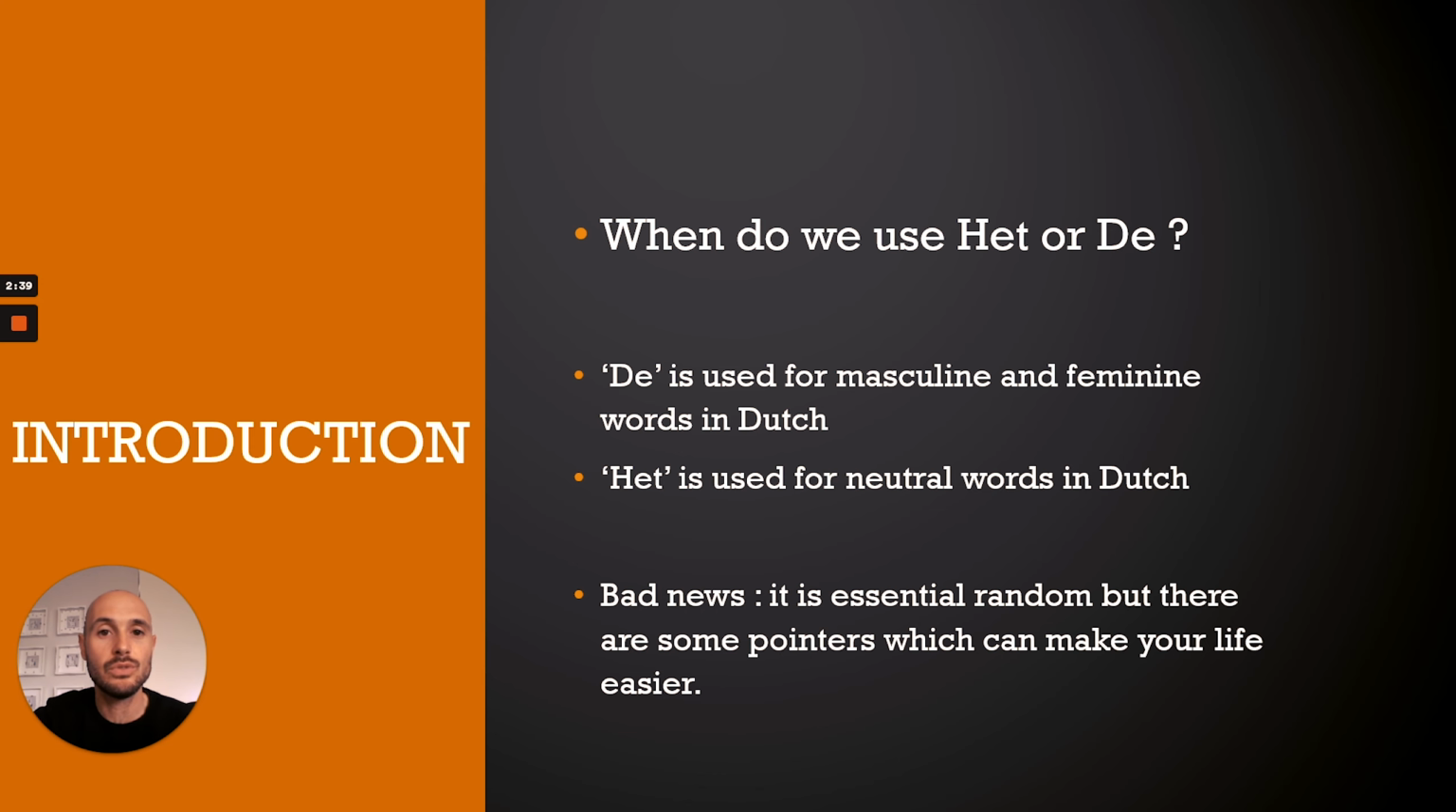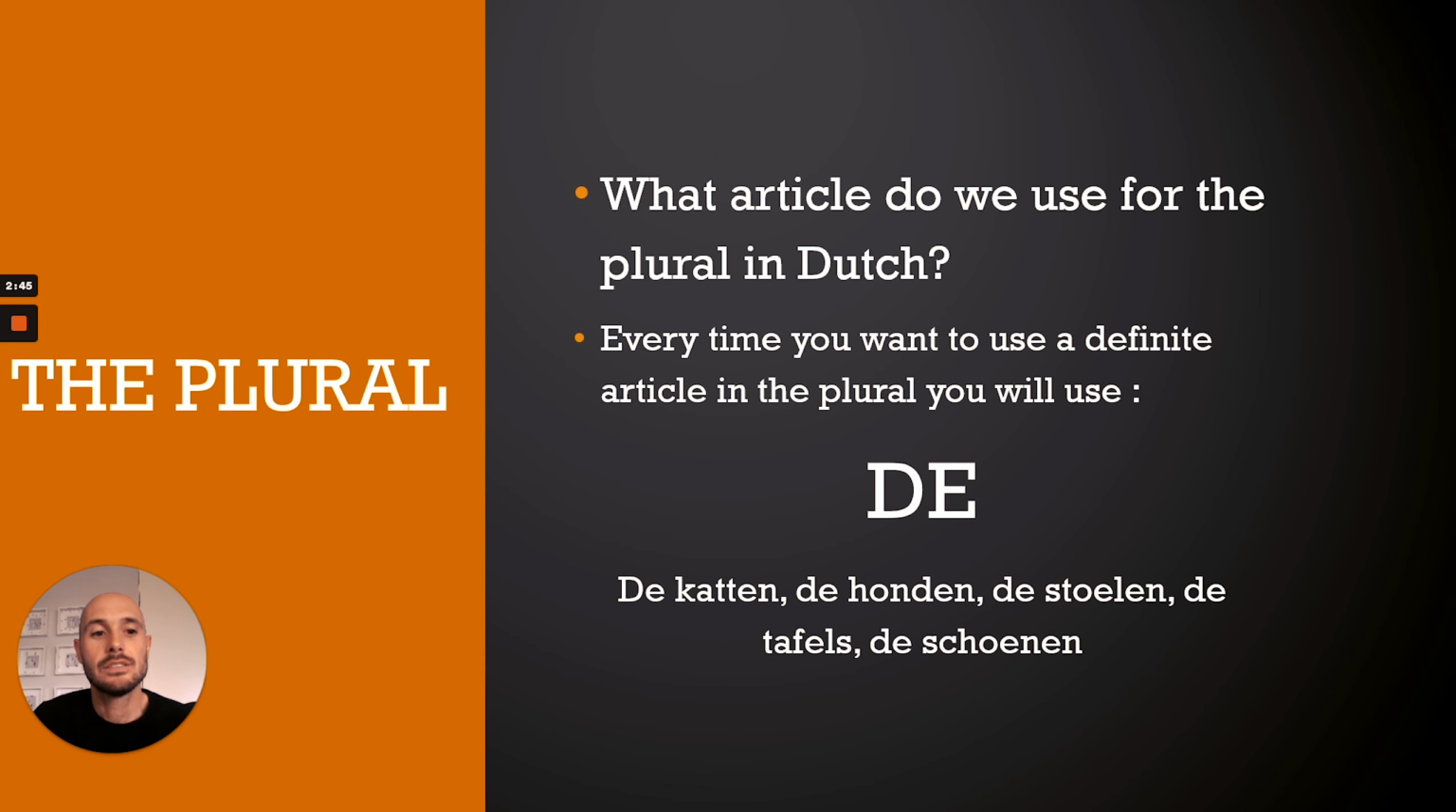Alright, so let's go to the first example. So the plural. First of all, this rule is always correct, so there are no exceptions. So what article do we use for the plural in Dutch? Okay, you've got singular, that's like one thing or one person, and then you've got plural, that's several things or several persons, right? So every time you want to use a definite article in the plural, you will use de.